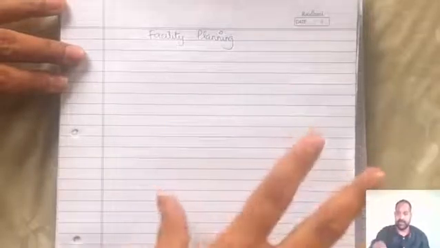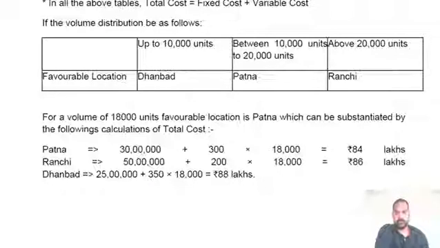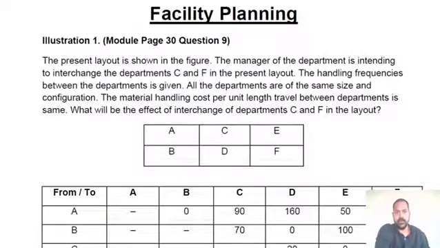Now, how does it matter what to do? Let me show you the example that we are going to do and then move ahead, so that explaining things will become slightly easier. Facility planning. This is your module question, my question 1, module question 30 on page 9.